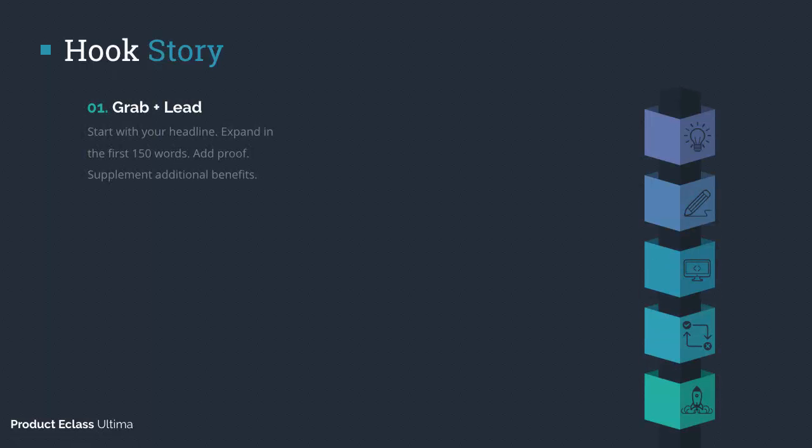So when it comes to your hook story, this is the 4-step process that you're going to look for. The first thing you're going to do is grab plus lead. So you turn your hook, and when you deploy it into a headline, and then you expand on that headline within the first 150 words, add proof if possible, and supplement with additional benefits. That's what we start with. So this is when we say we got our hook, we're ready to deploy it. This is specifically how you deploy it.